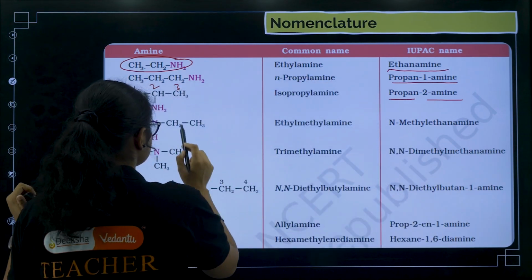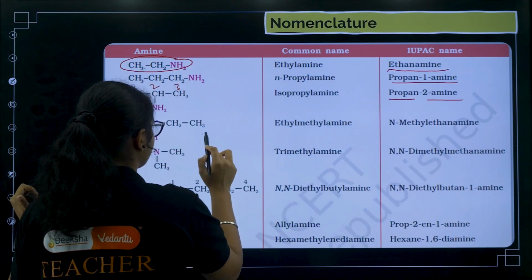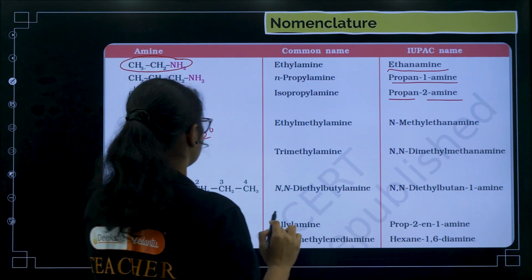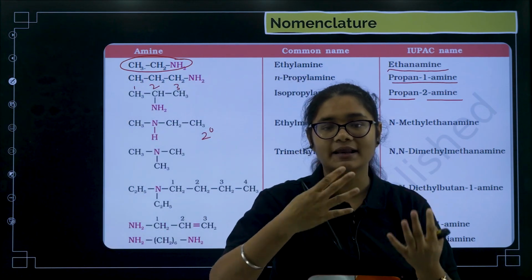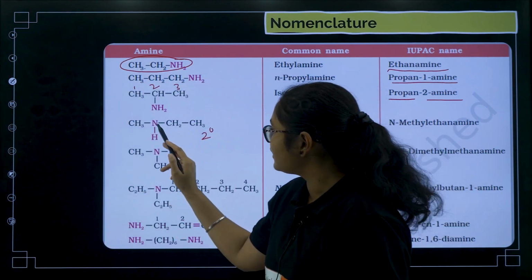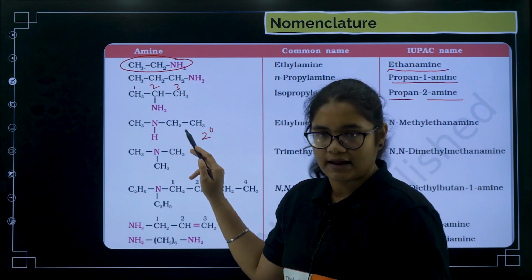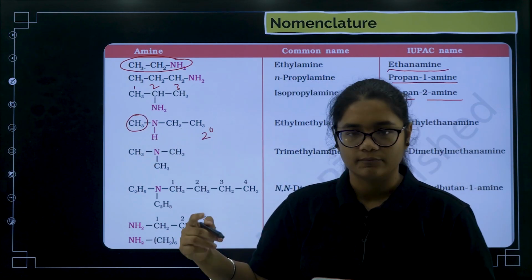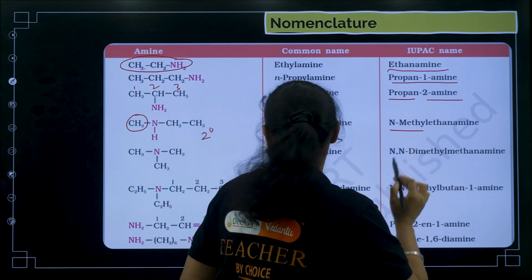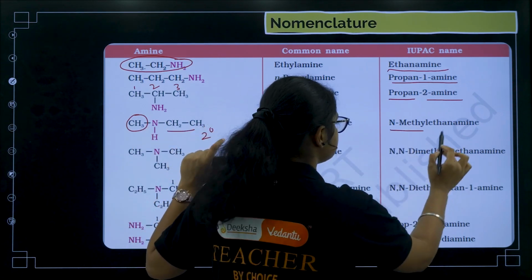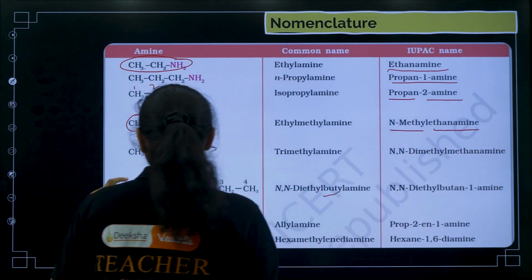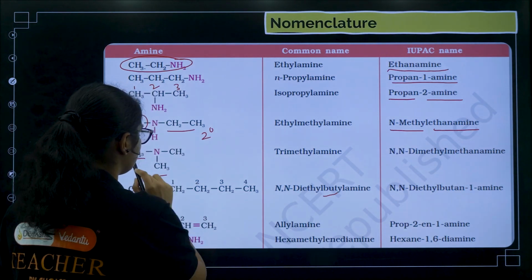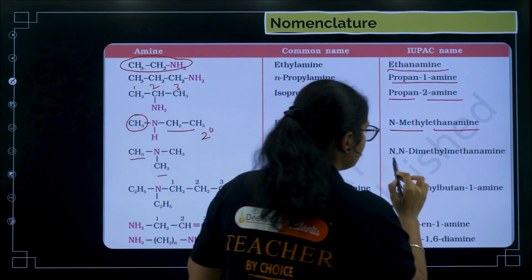Now here this is your secondary amine, right? So in secondary amines the name is written like N-methyl and ethyl. So you have one N-methyl, N-ethyl. When it is a secondary amine you have to write N. See, N-methyl, rest is ethanamine. Similarly, this is tertiary, so you have to write N twice: N,N-dimethyl methanamine.